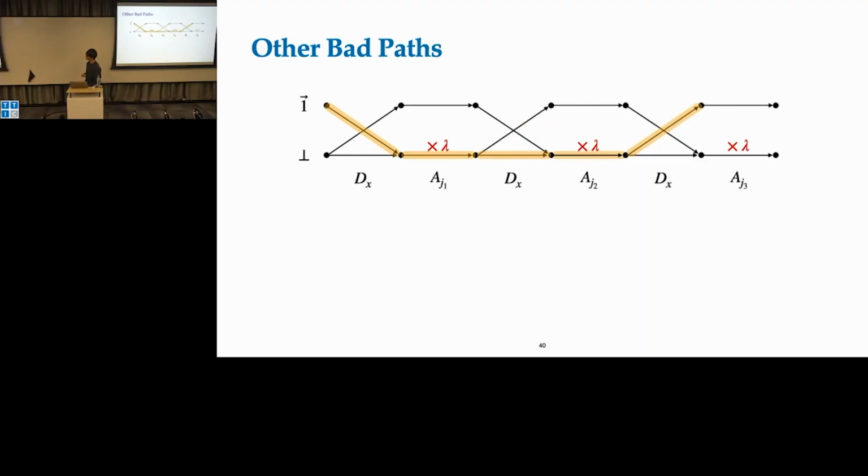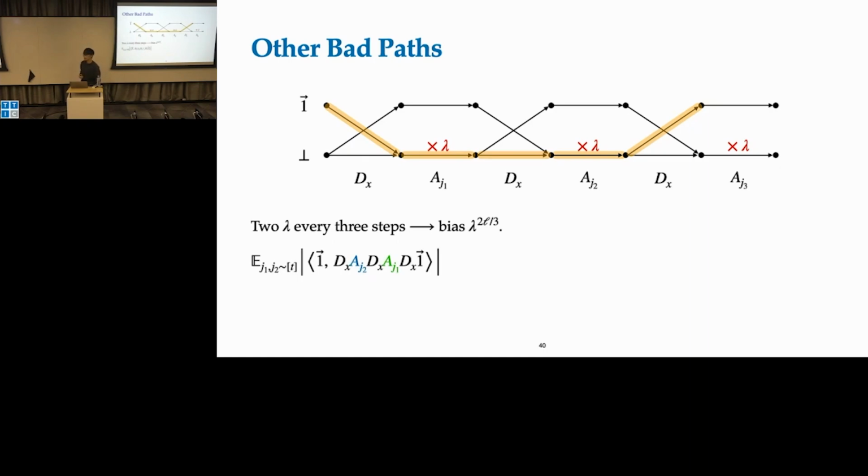This path is also bad because here we get 2 lambda every 3 steps. Here we have lambda, lambda, and then it goes back to the all ones. The next step gives us a 1. 2 lambda every 3 steps still won't give us the GV bound because it gives us a bias of lambda to the 2L over 3. So we also need to eliminate this.